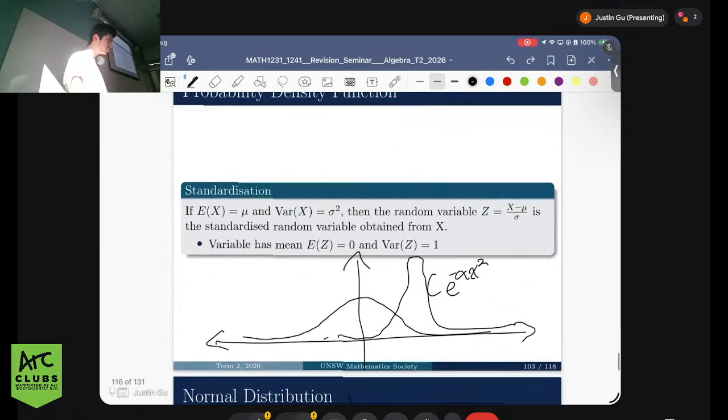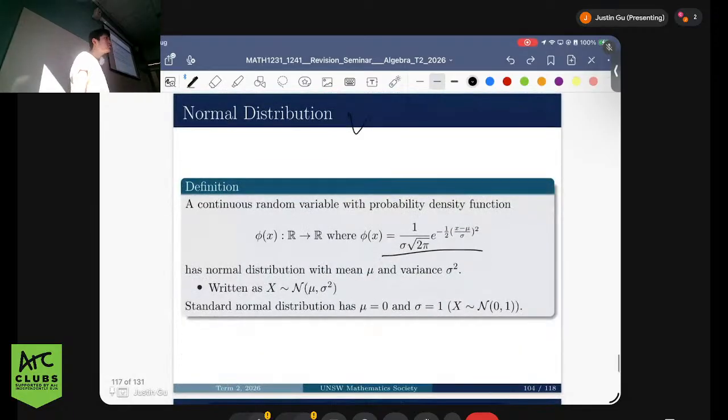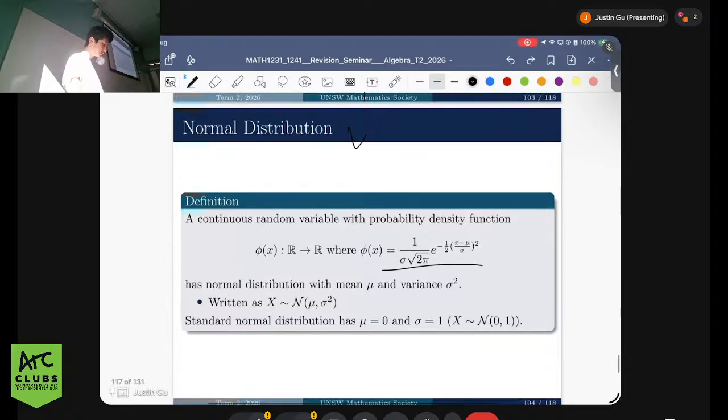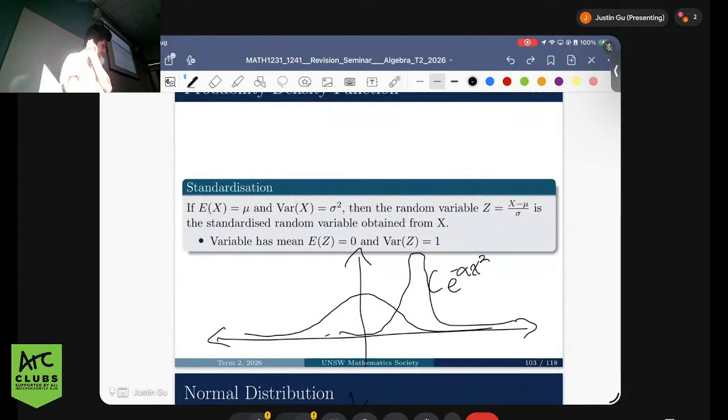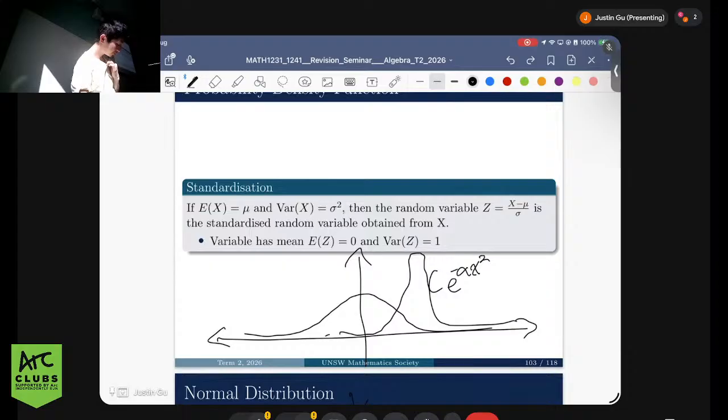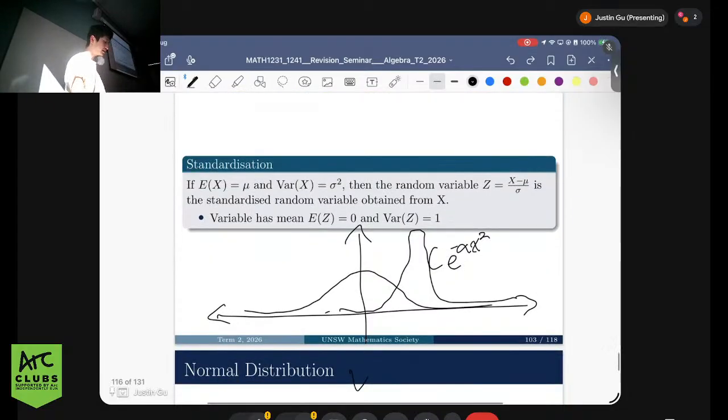And we can transform any normal distribution into the standard normal distribution by subtracting the mean from the continuous random variable and then dividing by its standard deviation.